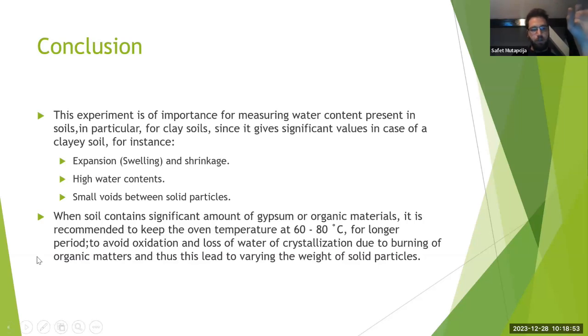When the soil contains a significant amount of gypsum or organic material, it is recommended to keep the temperature lower, between 60 and 80, for a longer period to avoid oxidation and the loss of water of crystallization due to burning of organic matter, which would lead to varying weight of the solid particles. You're probably not going to work with this kind of example, but if you have soil with gypsum or really organic soil, just do it like that, to be safe.